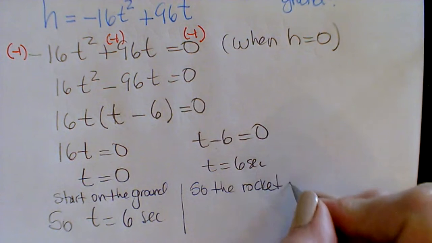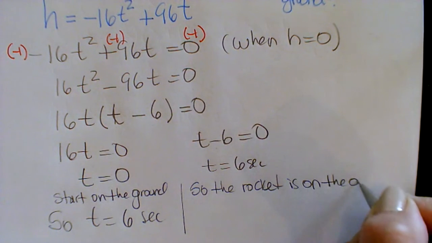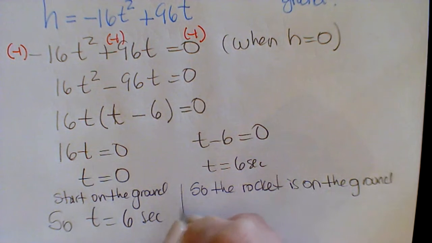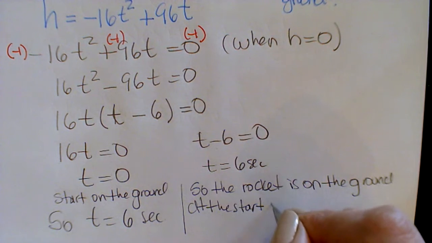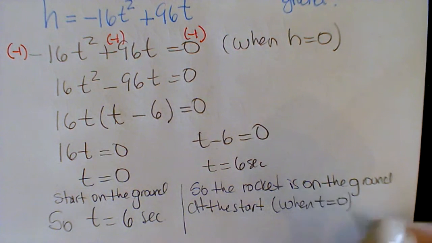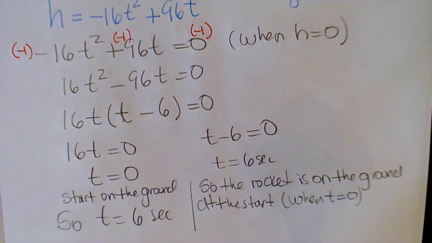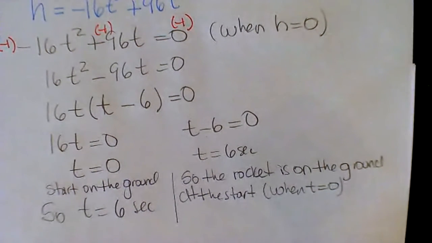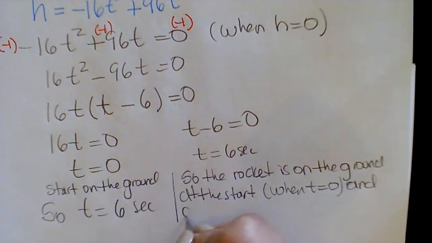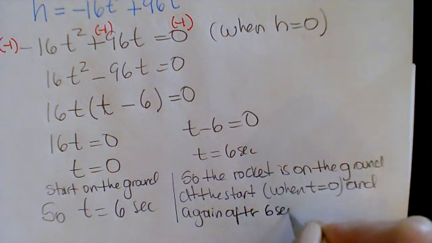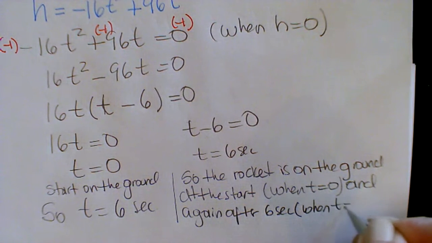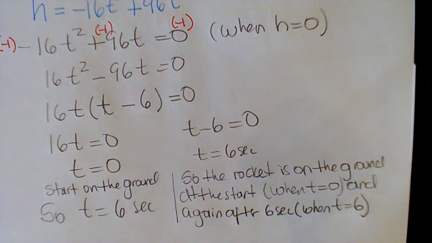So the rocket is on the ground at the start, right? When t is equal to 0. And again, after 6 seconds. That means when t is equal to 6. All right, so now we're going to be looking at the Pythagorean theorem.